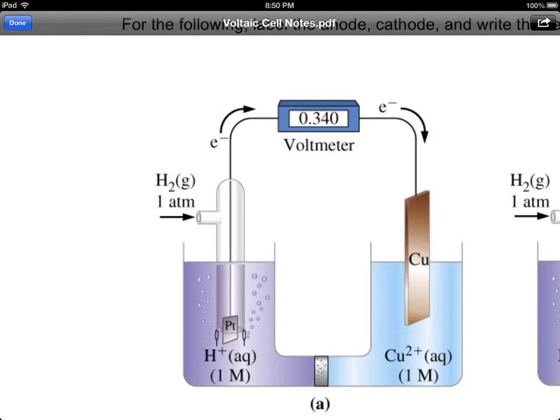It turns out in this particular picture that you're looking at right here that electrons will spontaneously flow from the hydrogen to the copper. So in this case, copper is more likely to be reduced than hydrogen is. And so it's given a positive half cell reduction potential, and the voltmeter will tell us what that half cell reduction potential is. It's that 0.340.